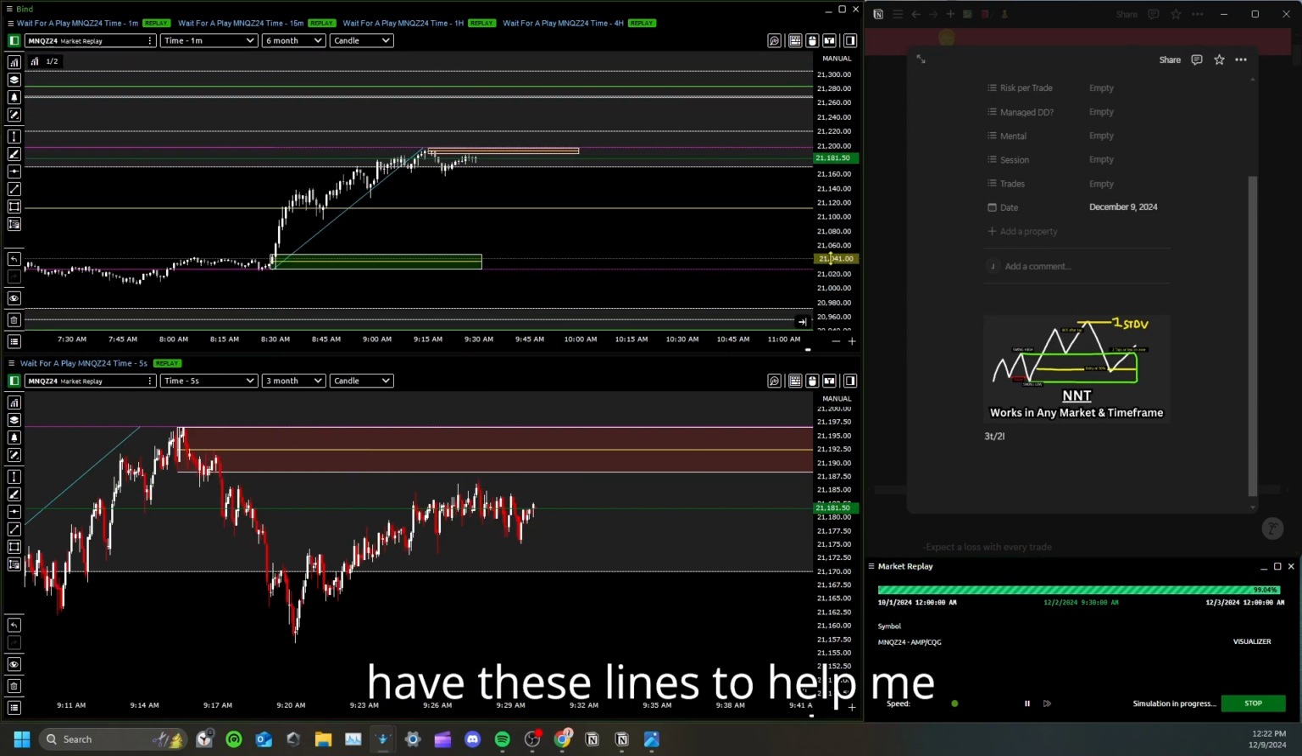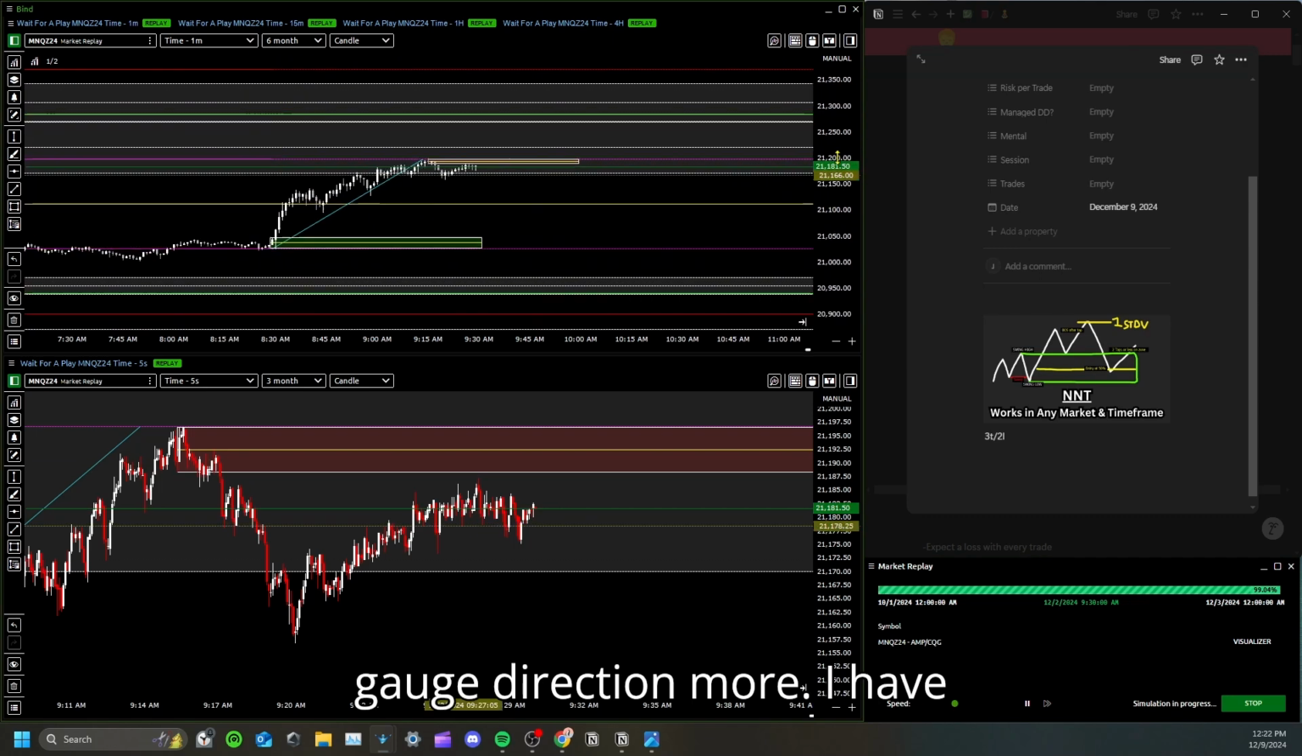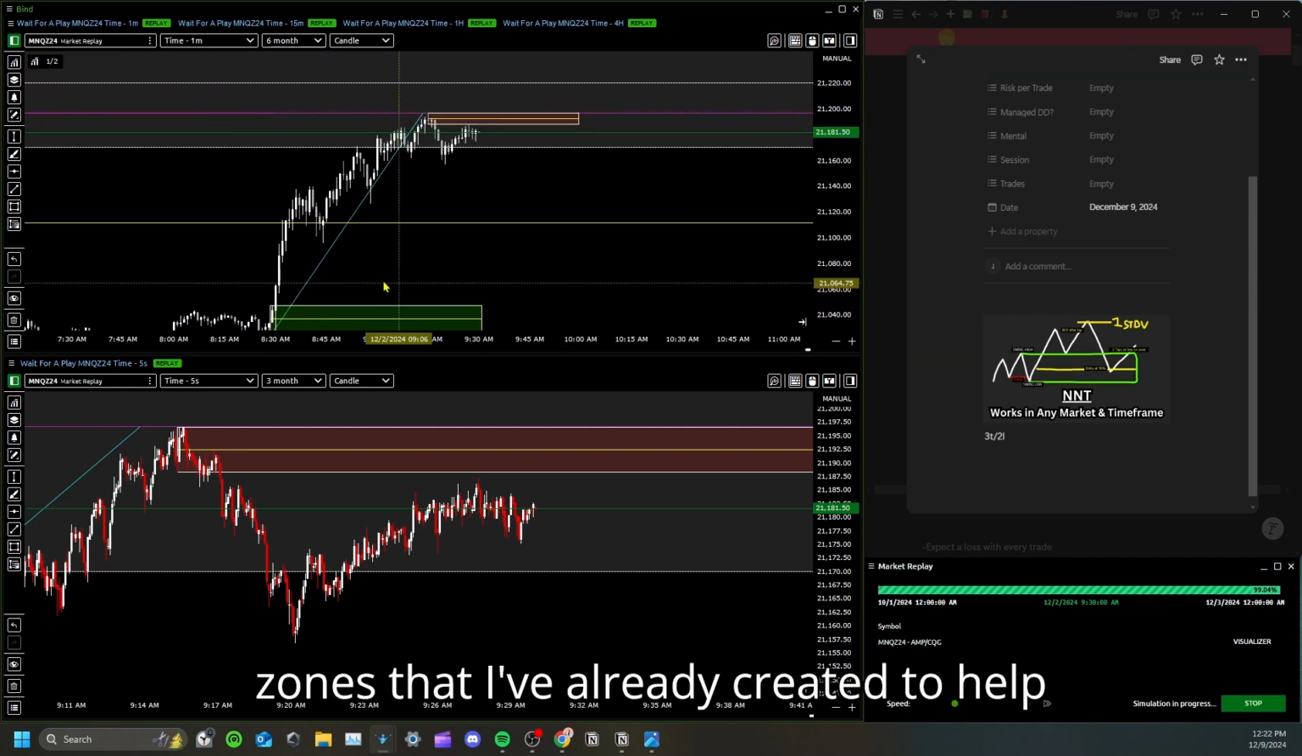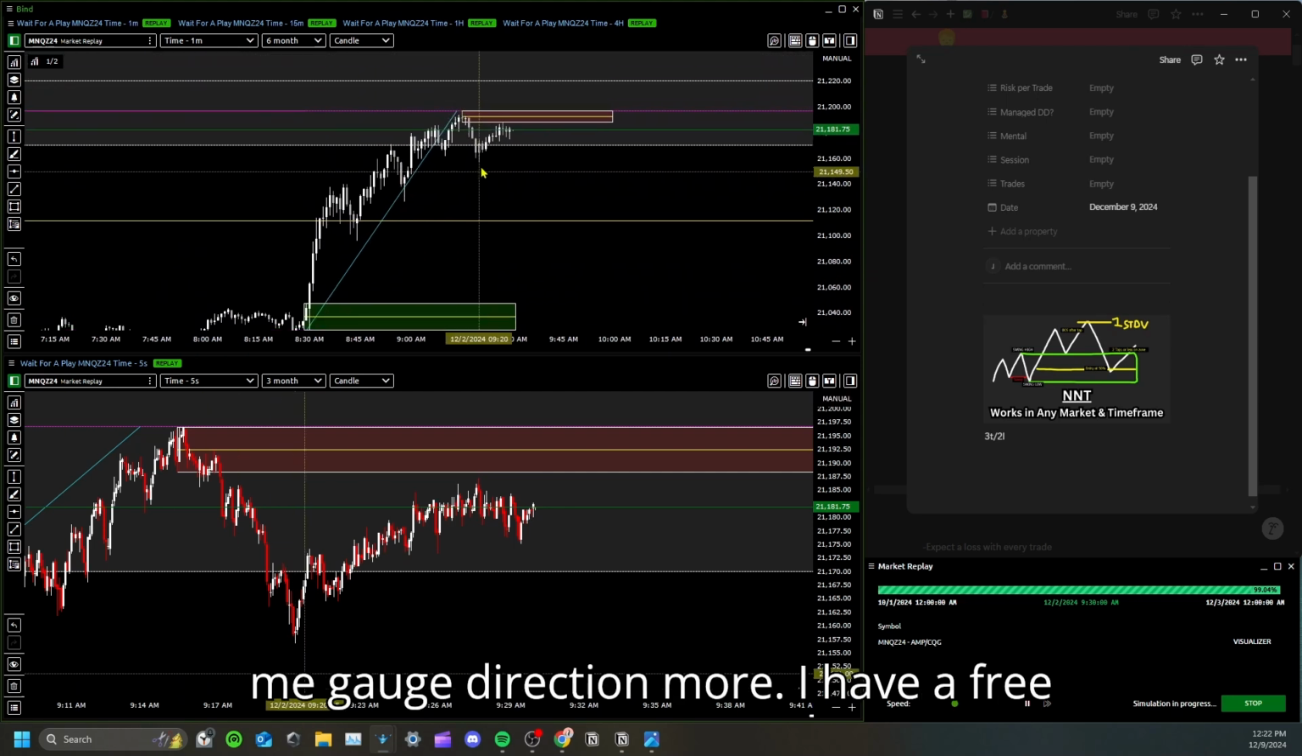I have these lines to help me gauge direction more. I have zones that I've already created to help me gauge direction more.